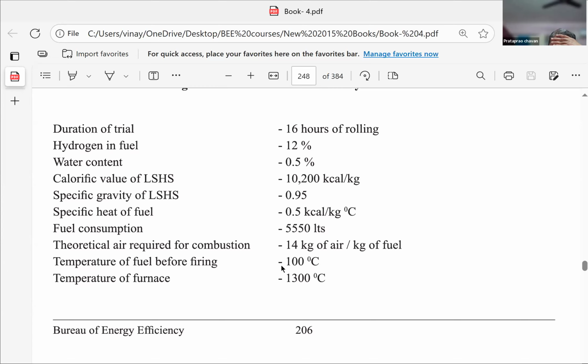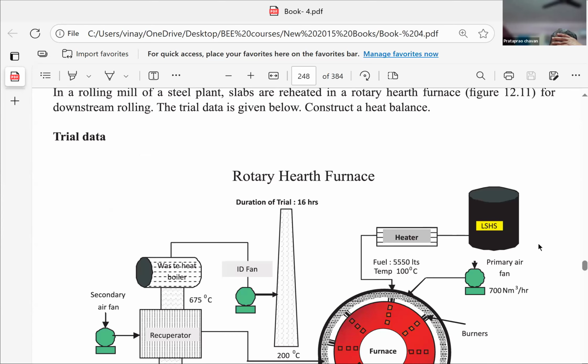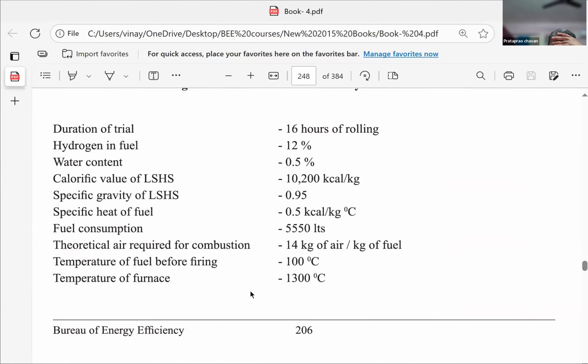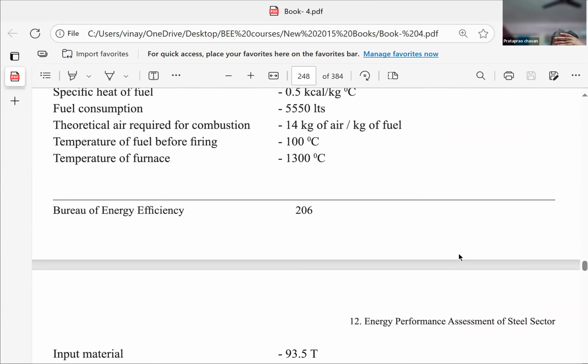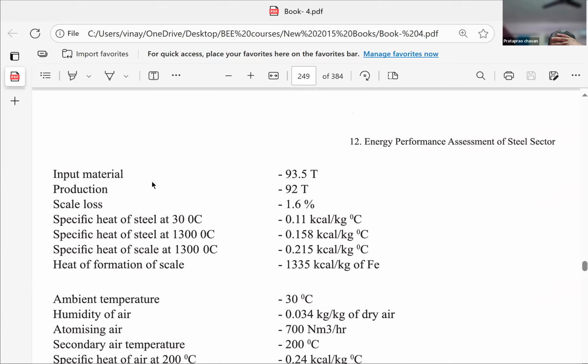Temperature of fuel before firing, that is atmospheric, or the steel material which is going inside the furnace. That is on the LHS here. When it goes inside, the temperature is 100 degrees, preheated. And temperature of furnace is 1300 degrees centigrade. Let us see what questions he is asking. He has given me the total material production: 92 is the final product, 93.5 is the inlet.